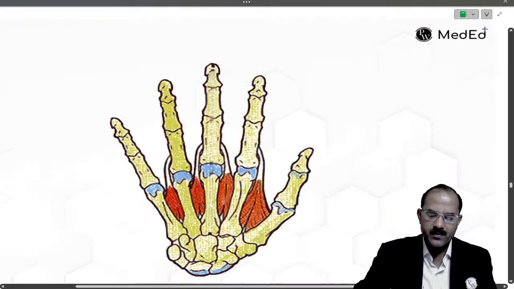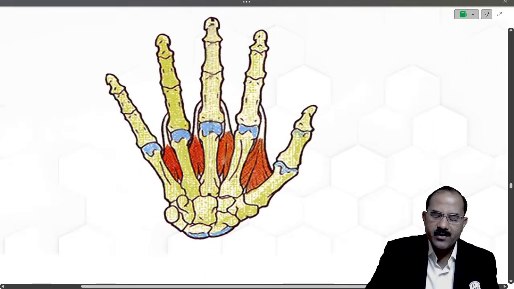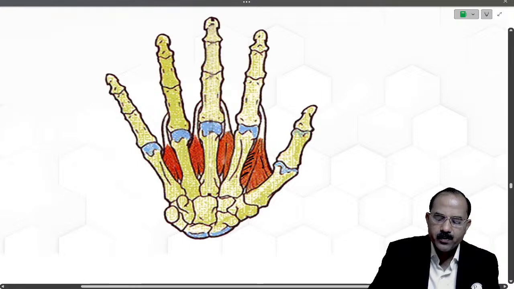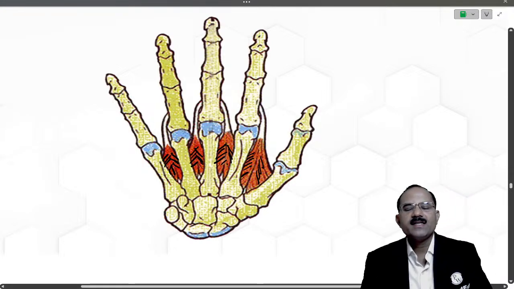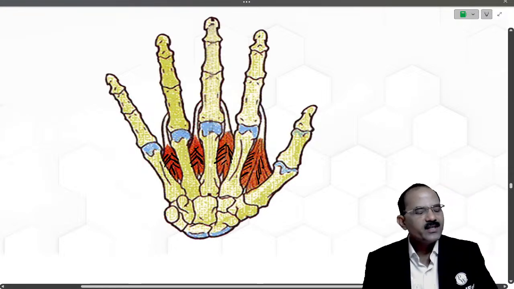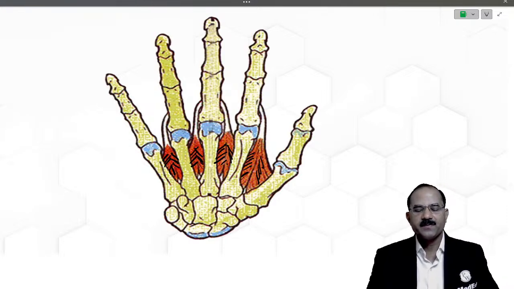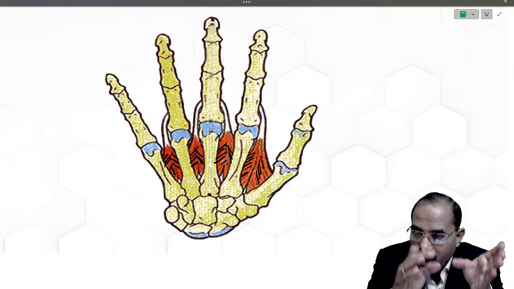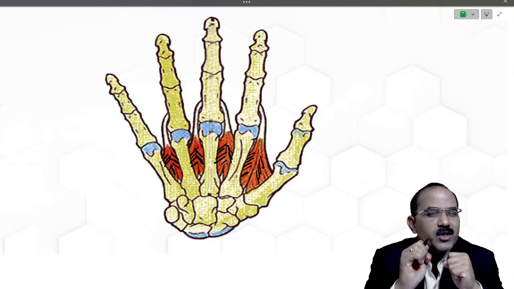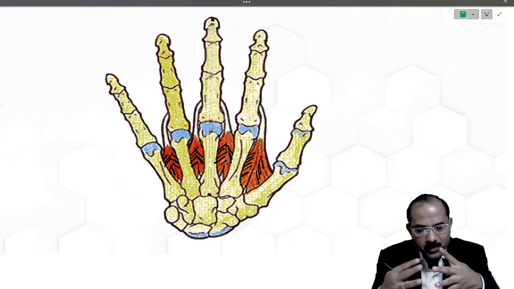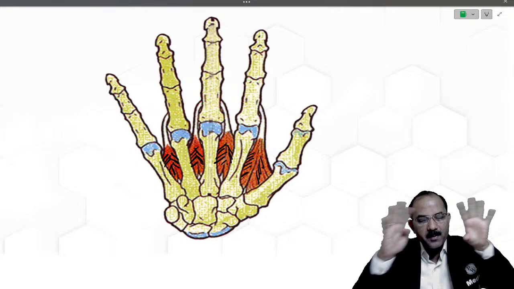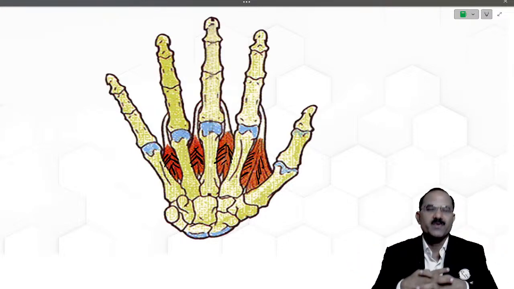Compared to this, what are these interossei? These interossei arise from two bones, like this. These are what we call the dorsal interossei. So can you differentiate between palmar and dorsal interossei? The palmar interossei are unipinnate and arise from one bone, and the dorsal interossei are bipinnate and arise from two bones.